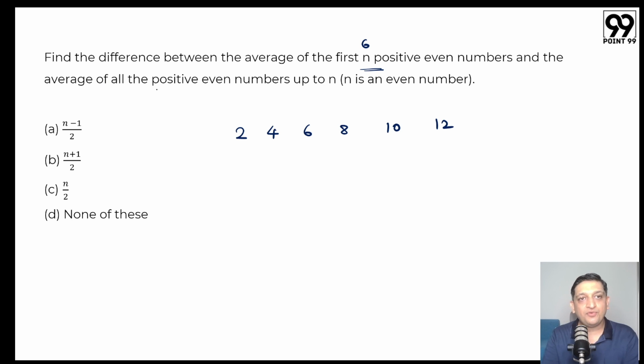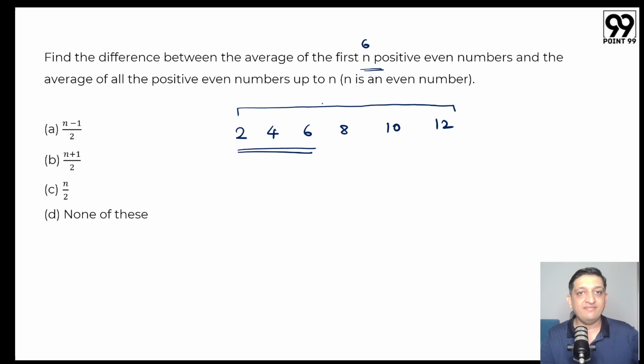The average of all the positive even numbers up to n, which is 6. So I have to look at the average of all these numbers till here, and the average of the first 6 positive even numbers that we have. The average of these 6 even numbers is going to be exactly in the middle because they are spread apart evenly. So the average of these 6 numbers is going to be 7.